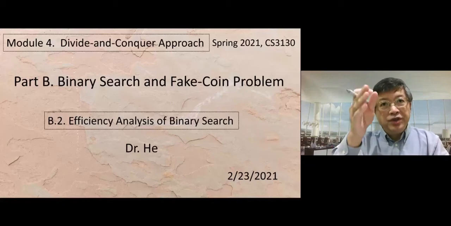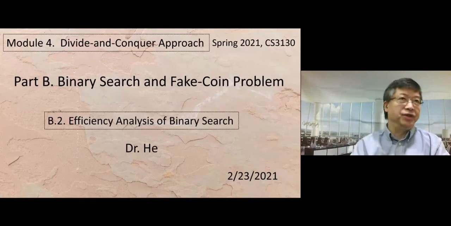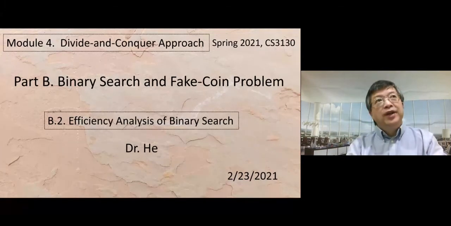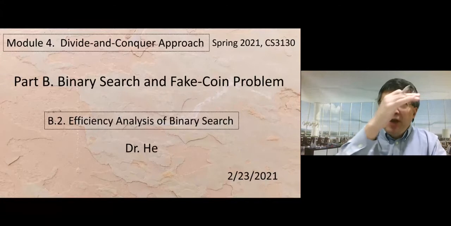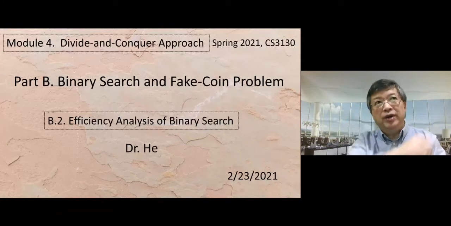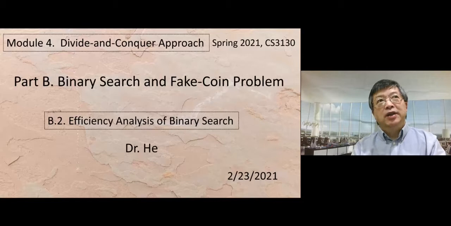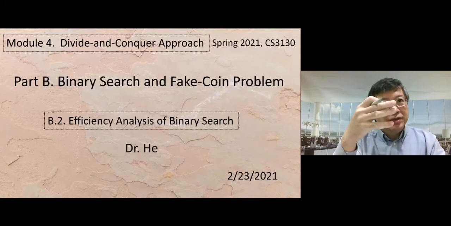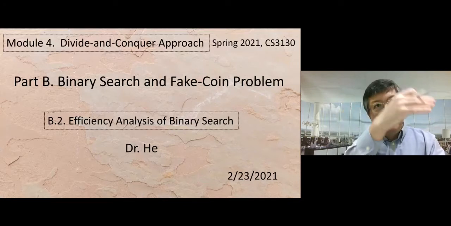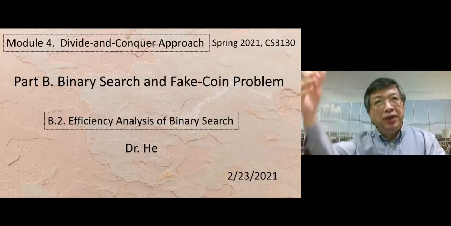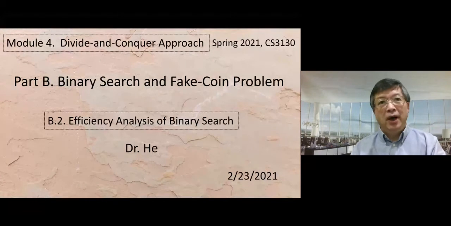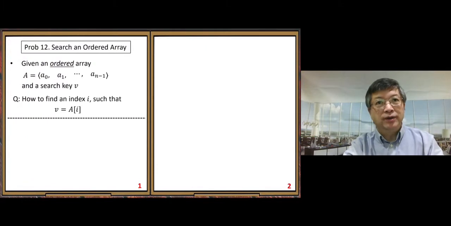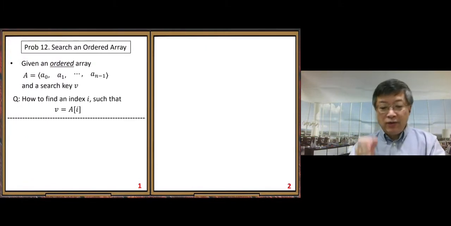B.2, efficiency analysis of binary search. Actually, the implementation procedure is pretty straightforward. So let us just do the analysis, because when we do analysis, at the same time, we go through the implementation details. All right, so let's look at the analysis part.